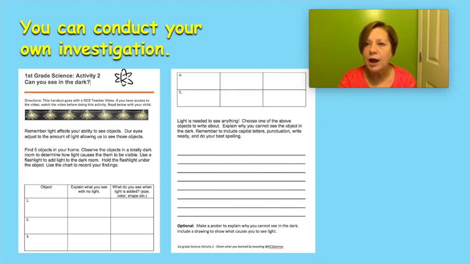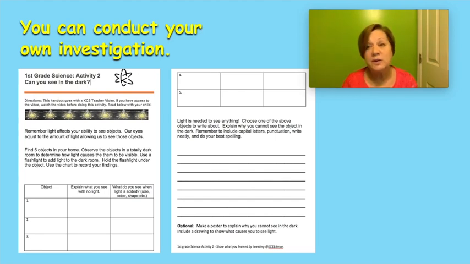See if you can see your objects in the dark. Then add a light source. It could be a flashlight, or you could borrow Mom and Dad's cell phone and use the flashlight on there. Hold the light on it and make a recording of what you see. Did you see a size, a color, a shape when you put the light source onto your object?